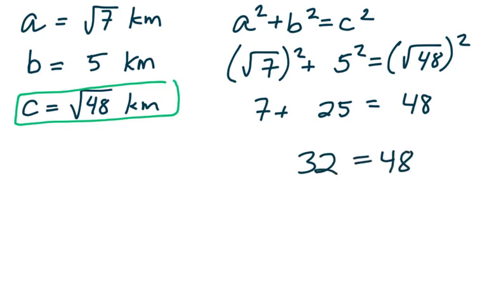And on the left-hand side, 7 plus 25 is 32, and on the right-hand side, I have 48. So, ding, ding, ding, we have a failure. 32 is not equal to 48. So what does that tell us? It says that the side lengths square root of 7, 5, and square root of 48 do not satisfy the Pythagorean theorem. So these side lengths are not from a right triangle.